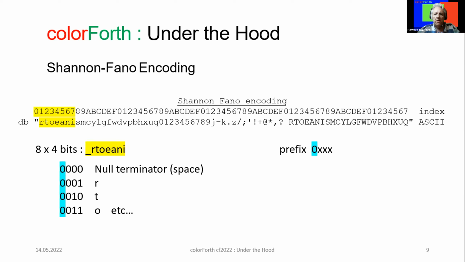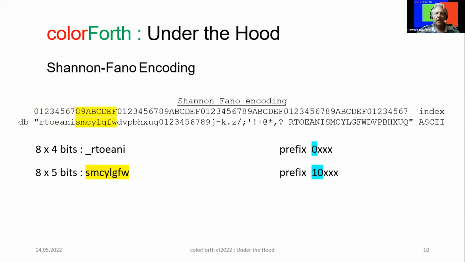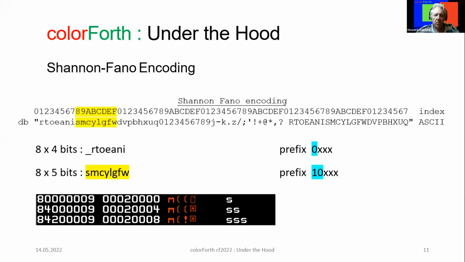Now, the point here is that the first batch of characters has a prefix of 0, and that's highlighted in blue or cyan here. The next group is 8 characters encoded with 5 bits each: S, M, C, Y, L, G, F, and W, and they have a prefix of 10. So what that means is that, for example, if you want to express an S, which is the first character there, you'll see there's the 8, 0, 0, 0, whatever.